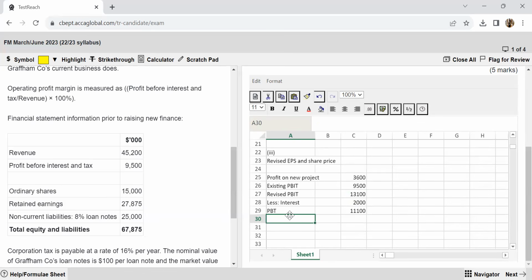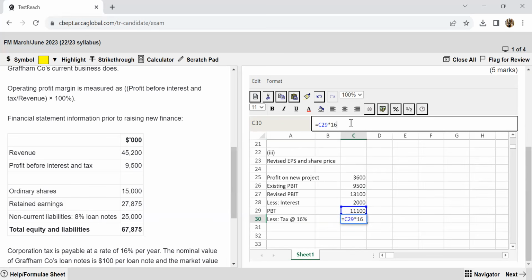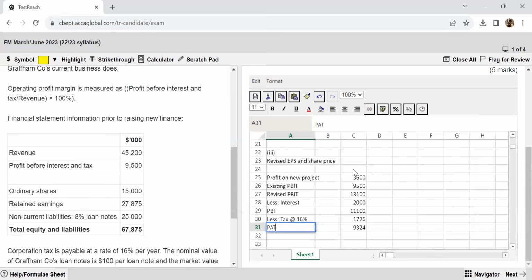Now this is my profit before tax. Now I will subtract the tax. Tax is at 16%. So I can say my tax will be this multiplied by 16%. And if I forgot the percentage sign. Right. So if I subtract 16% from this, I will have my profit after tax.